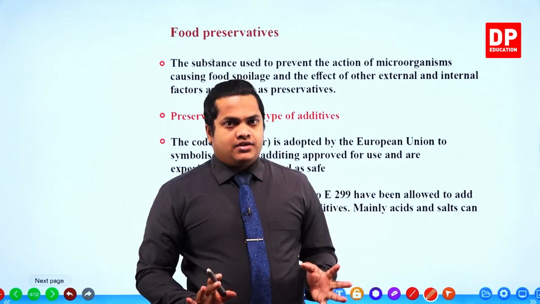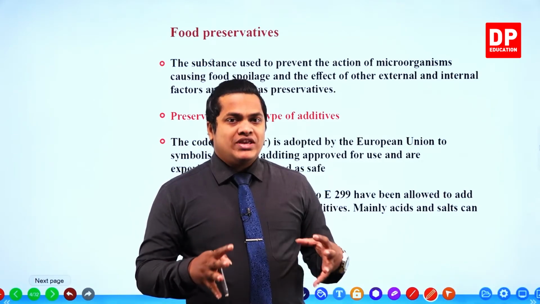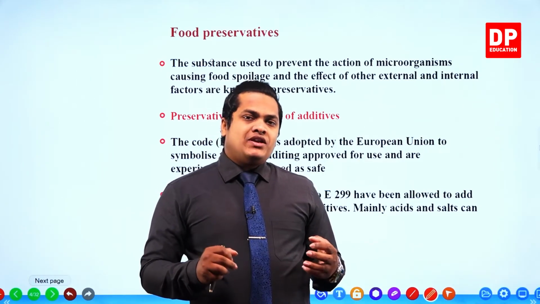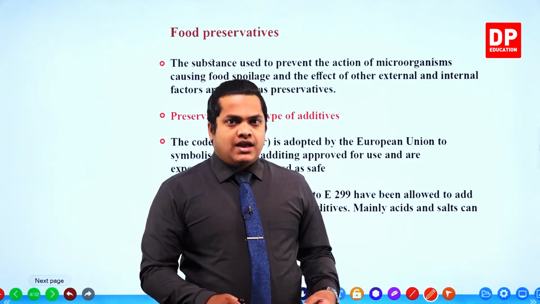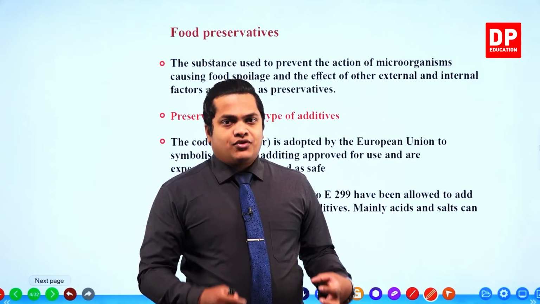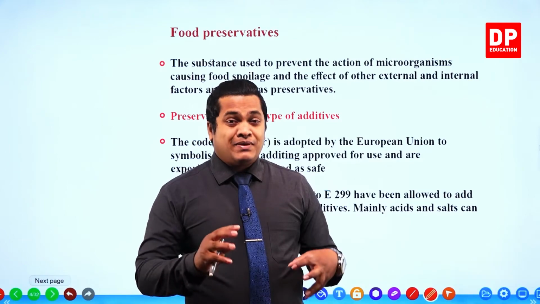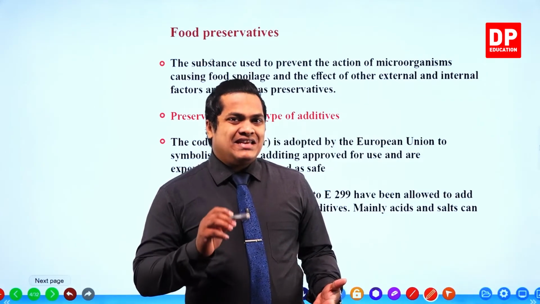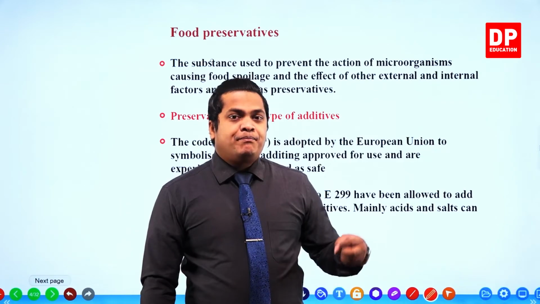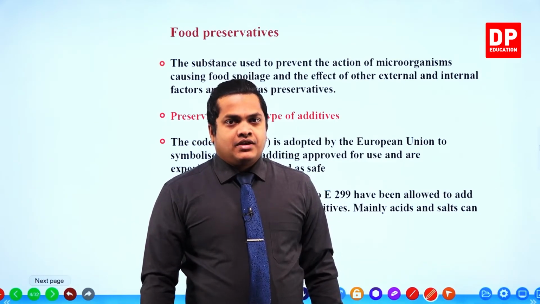Especially if the E number is there, then it is permitted by the European Union. E represents the European Union. So, the European Union has tested this, and has confirmed that adding this preservative to the food is safe. Experimentally, they have proved it. So, that's why that E number comes. Those are approved preservatives, approved by the European Union, right?